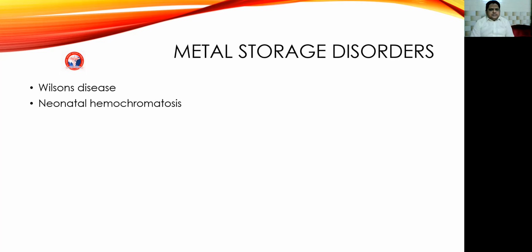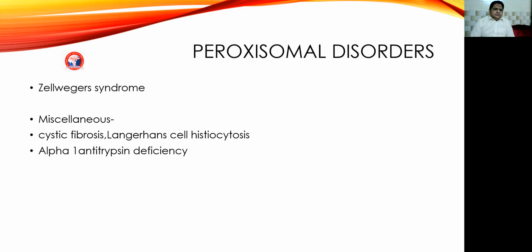Metal storage disorders. In metal storage disorders, you have Wilson's disease. It is copper metabolism. There is an abnormal metabolism of copper in the body. So excess copper gets deposited in tissues like liver, brain, and kidney. So it may lead to liver damage and necrosis of the cells, leading to cirrhosis and fibrosis. Next one is neonatal hemochromatosis. Peroxisomal disorders. There is only one example, that is Zellweger's syndrome.